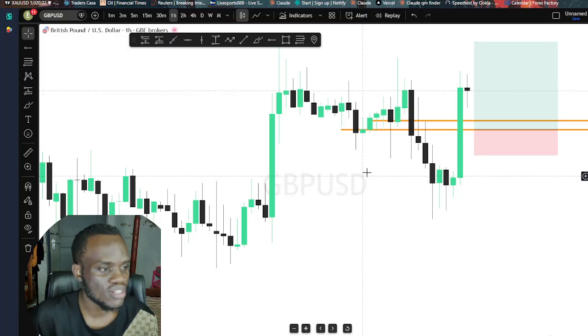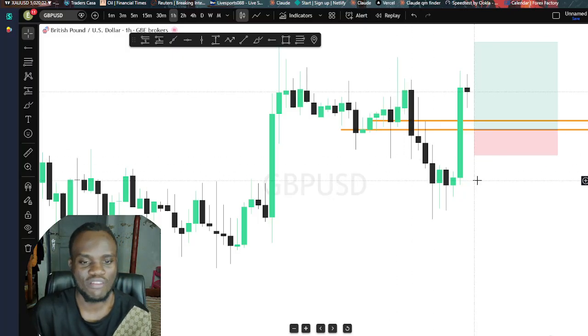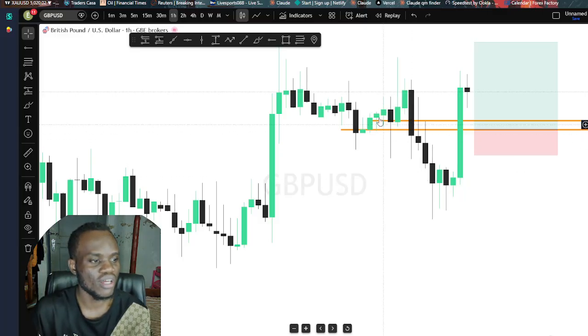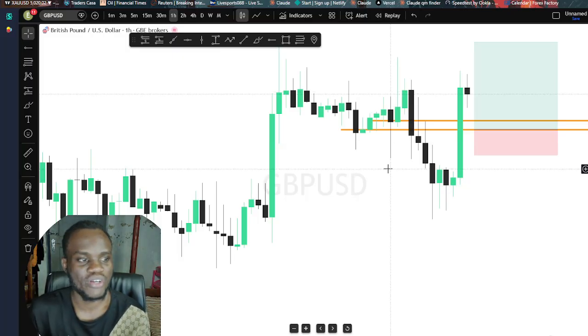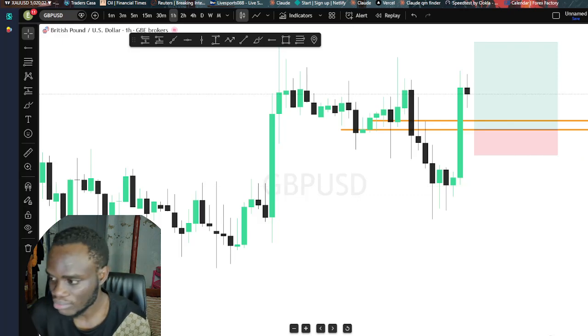So this market showed me a lot here. If the level refuses and it fails, the good thing with this strategy is that if the level fails, it has to be respected in another sense.